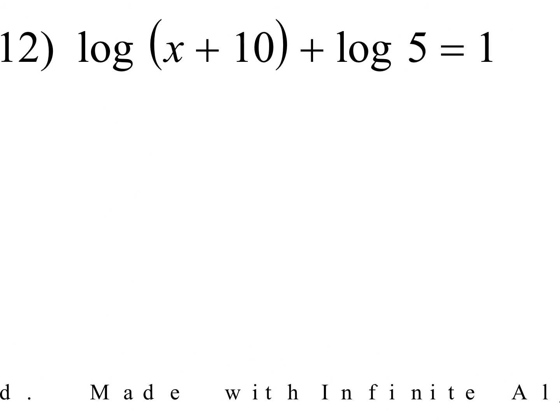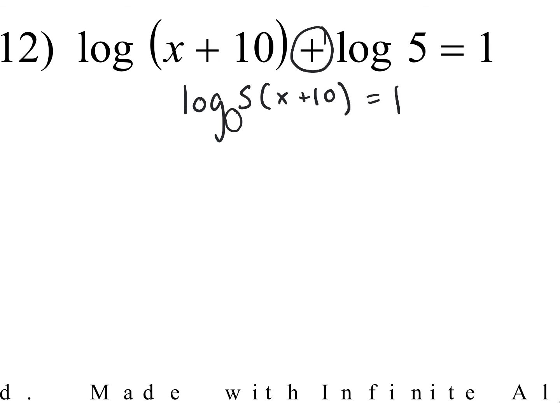So let's look at number 12. So I have 2 logs on one side. What do I need to do to condense it? If I'm adding, what do I do? Multiply. So 5 times x plus 10 is equal to 1. What do I have to do next to get rid of that log? So I want to make my big base whatever the little base is here. So what's the little base here? 10. Remember, when there's nothing written, that's a little base of 10.